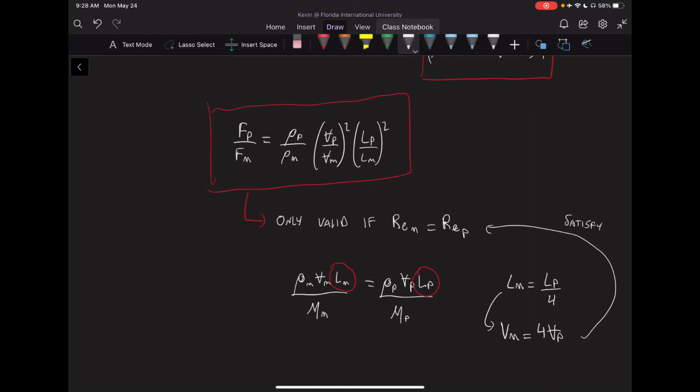So essentially, when you're testing a smaller model in a wind tunnel and you want to satisfy Reynolds dimensionless parameter, you need to increase the speed by the amount that you reduce the size of your model. Or you can change the density of your fluid, or you can change the viscosity of your fluid. Those are other ways of doing it as well.